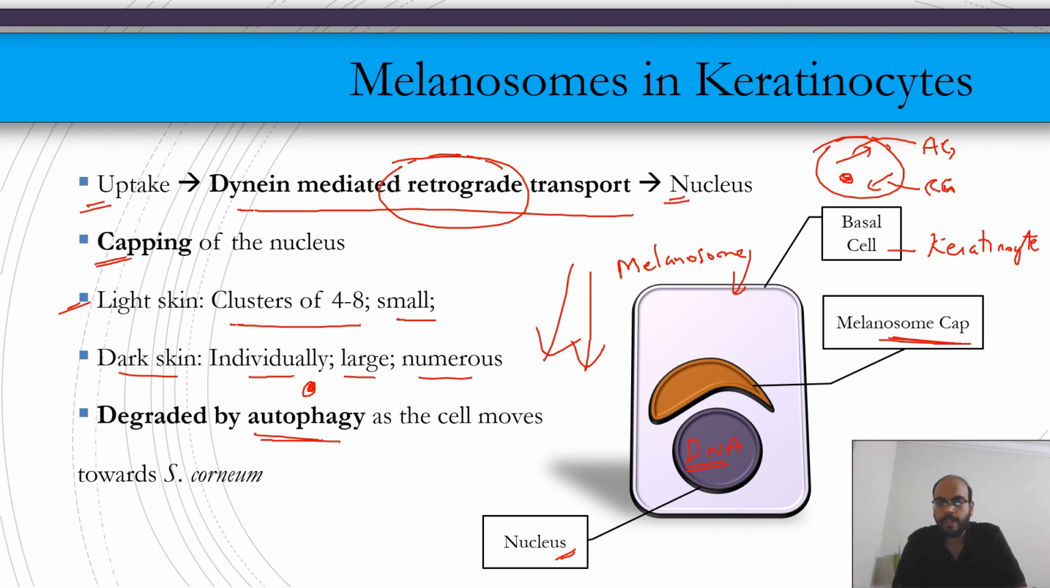So this is how the journey of melanin, which starts from tyrosine, gets converted to eumelanin, gets incorporated in melanosome, gets transferred to keratinocytes, forms a nuclear cap, degraded by autophagy, and the whole life cycle of melanin completes.